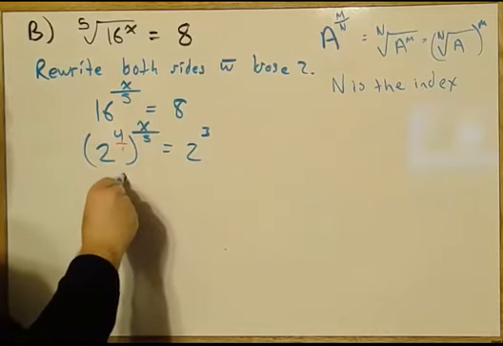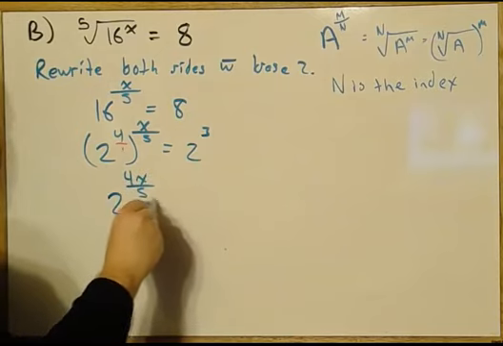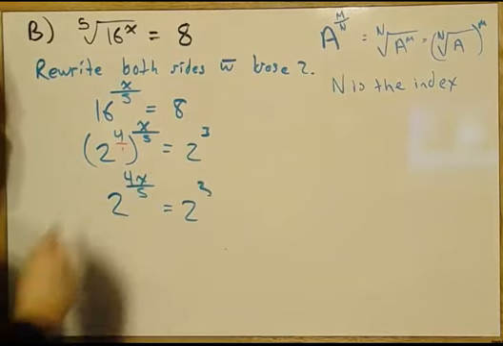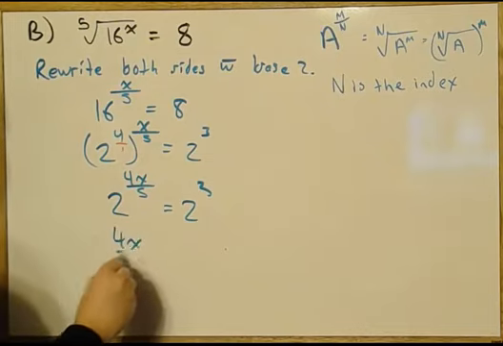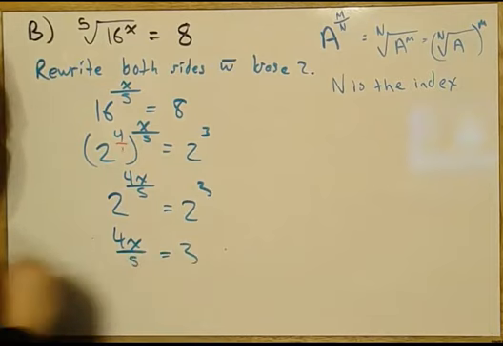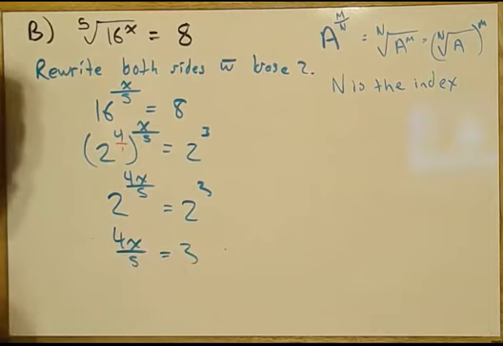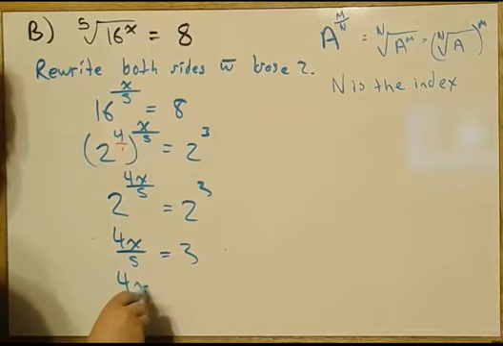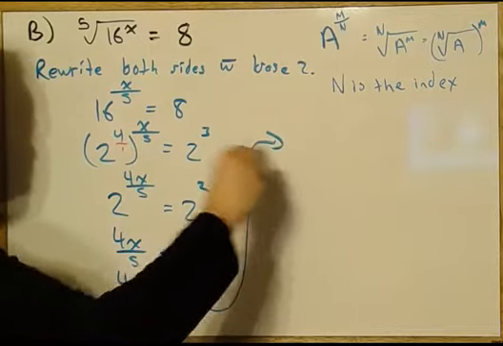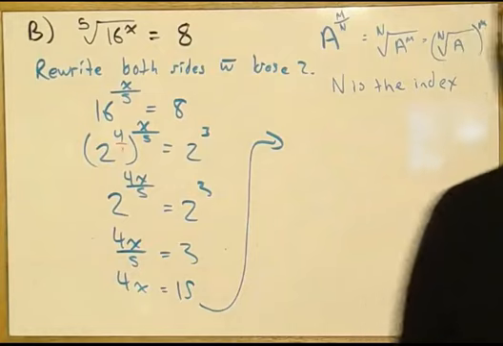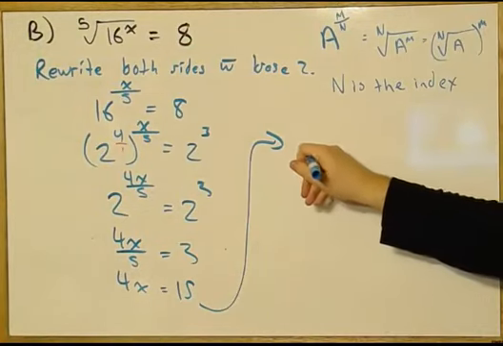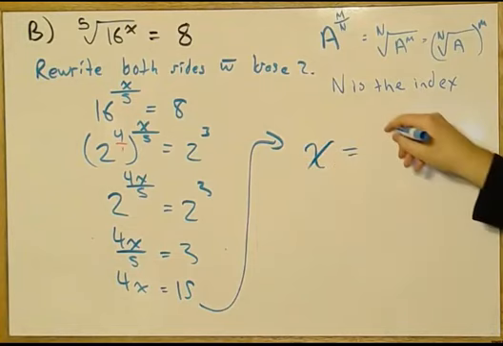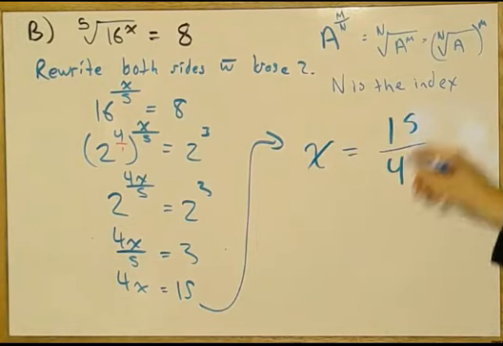And so this will be 2 to the power of 4x over 5 is equal to 2 to the power of 3. Now we may work directly with the exponents. So here we've got 4x over 5 is equal to 3. Multiply both sides by 5 yields 4x is equal to 15 because 3 times 5 is 15. Dividing both sides by 4 yields the fact that x is equal to 15 over 4.